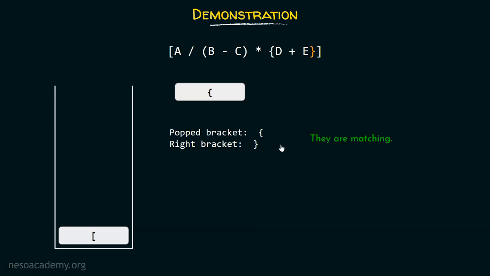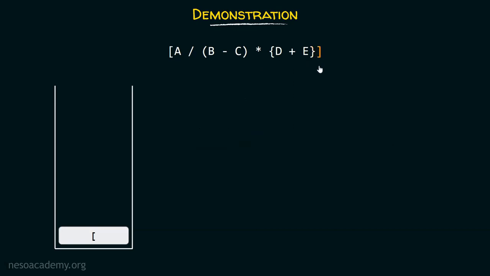If they are not matching, then definitely it is a problem and we can say that the given expression is invalid. Now, I hope it is clear to you how the algorithm is checking whether the given expression is valid or not. After this symbol, we have the square bracket, right? And of course, this is a right square bracket.